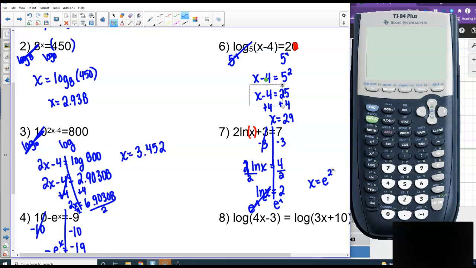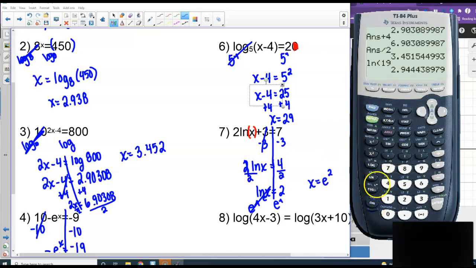And so to do this on your calculator, it's right above natural log. So if you do the blue button, oh wait, first turn the calculator on. Blue button and natural log, it'll do e to the power. We want to do 2 here. So we're going to get 7.389.